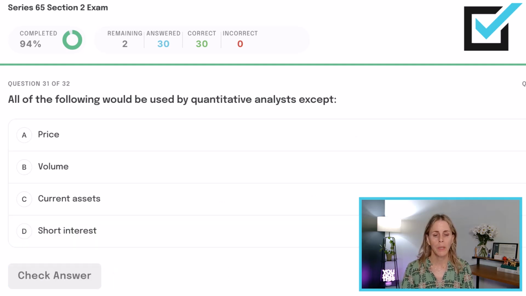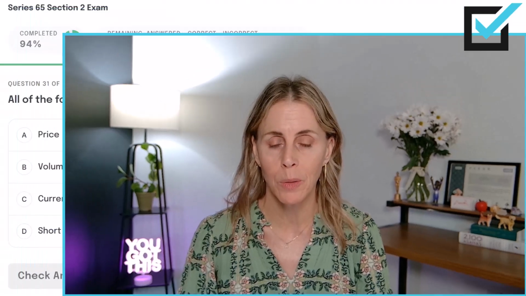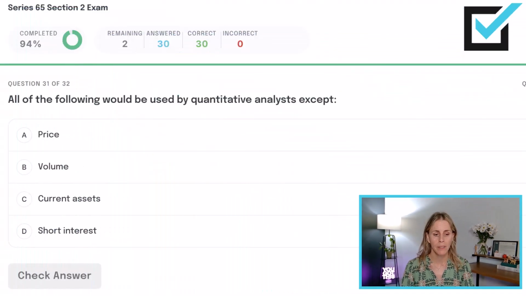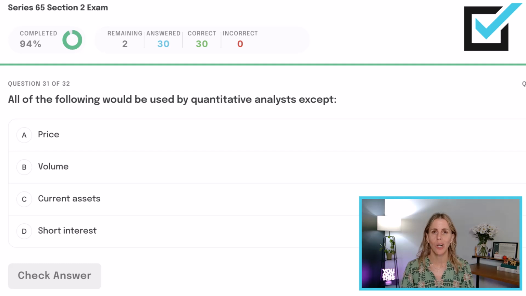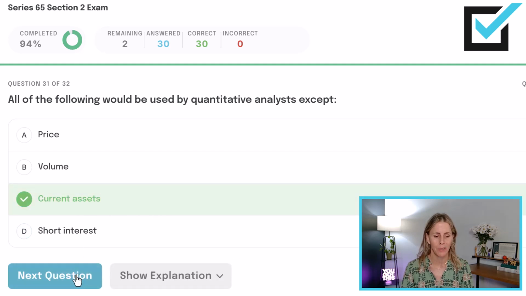All of the following would be used by quantitative analysts except: technical charts and graphs. We're looking for what is not used by a technical analyst. Price, volume, current assets, short interest. There's two types of analysts, quantitative and qualitative. Qualitative use the financials, also called fundamental analysts. Current assets are found on the balance sheet, so which would not be used by quantitative analysts? Current assets is the answer.